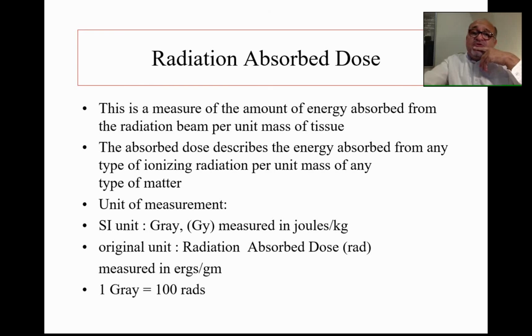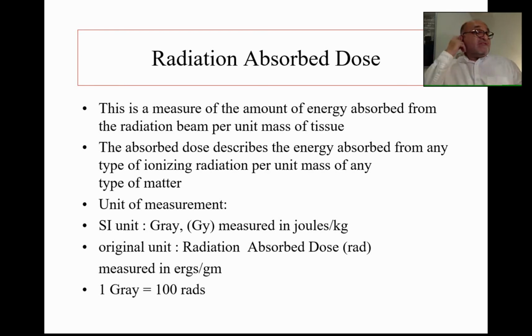The radiation absorbed dose, which was previously abbreviated as RAD, is a measure of the amount, this is the second term. So exposure is measuring the ionization of a known amount of air. The radiation absorbed dose, which is the second one, is a measure of the amount of energy absorbed. Now we're not talking quantity anymore. Now we're talking about quality, because here is energy being deposited into tissue. So this is a measure of the amount of energy which is absorbed from the radiation beam per unit mass of tissue.